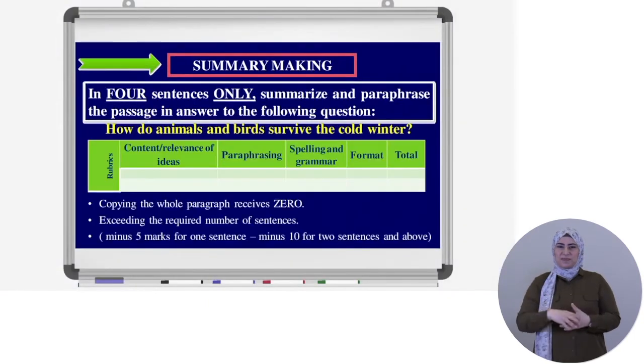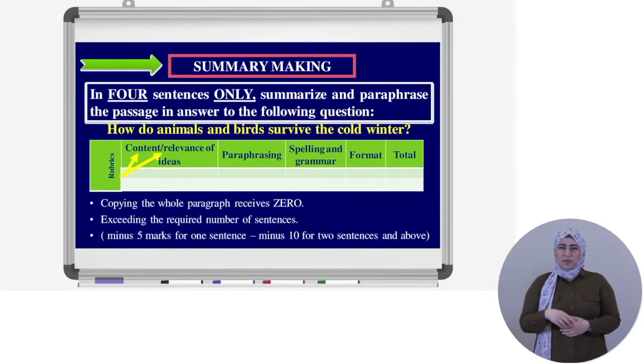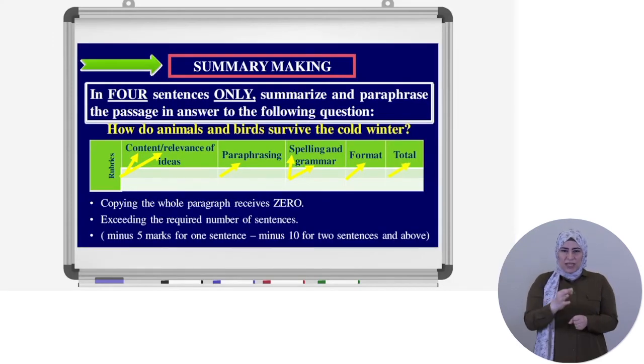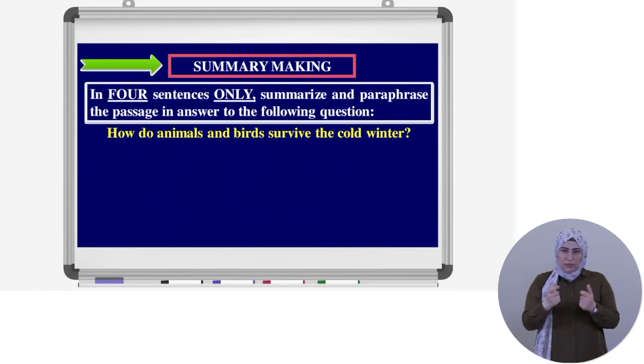When reading the summary, first read the question. What does it want from you? What ideas does it want from the paragraph? The question here is, how do animals and birds survive the cold winter? So I want to look for how do they survive. Let's read the passage together and we can find the answers.